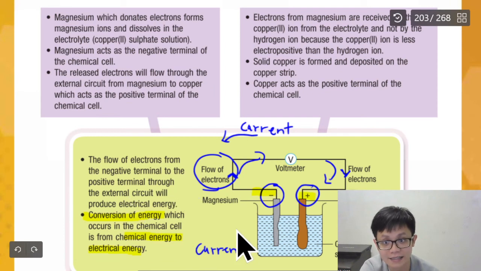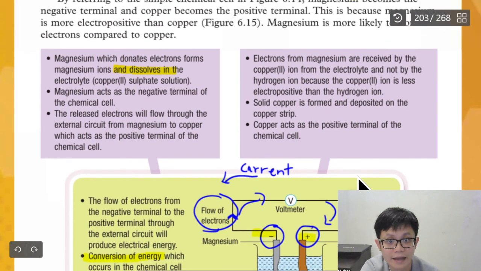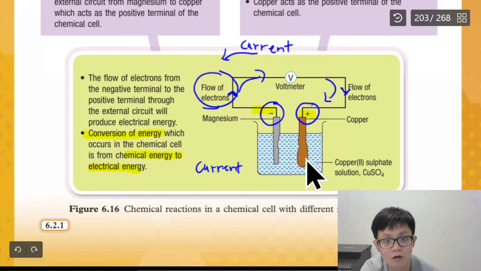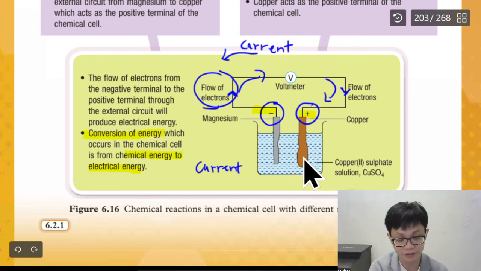So we can see from here that magnesium will dissolve and become thinner, which means it becomes smaller. And a solid, copper, is formed. So we can see that more copper is formed on the right side. These are some of the observations that we can see.